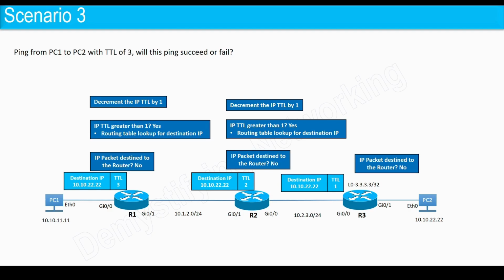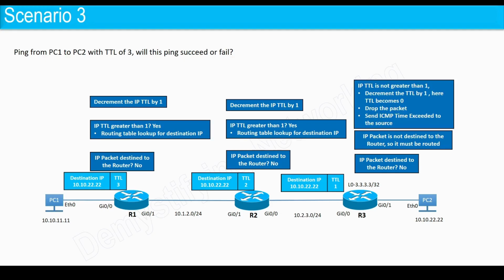When the packet reaches R3, R3 verifies if that packet is destined to the router itself. In this case, the answer is no. The packet is not destined to router R3. As the IP packet is not destined to the router, it must be routed. But before that, R3 checks if the TTL value of the received packet is greater than 1 or not.